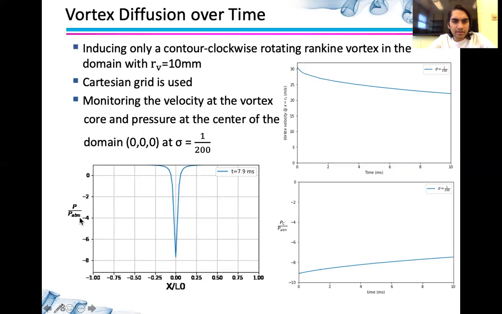To analyze the pressure in the domain, here the pressure along the x-axis is plotted, and it's seen that for different time steps from 0 to 10 milliseconds, the major change is at the core of the vortex, whereas on the side of the vortex, the pressure remains same. So it's the core where the pressure is changing.